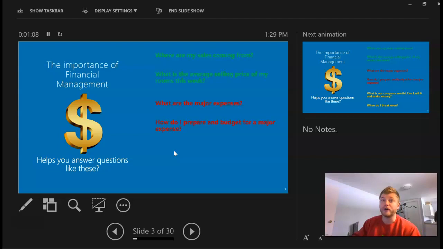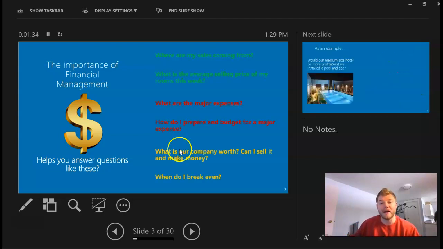So for sure, in your other classes, we already looked at income statements. You have an idea of what they are. You may forget some of the formatting and what they look like, but that comes back quickly. The idea of this course is, how do you make changes and influence directional or budgetary changes within financial management? So also knowing, what is my company worth? Can I sell it and make money? When do I break even?